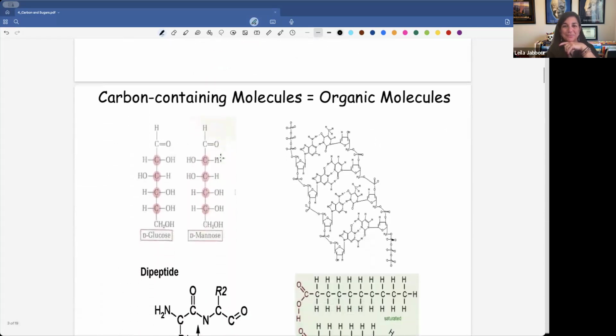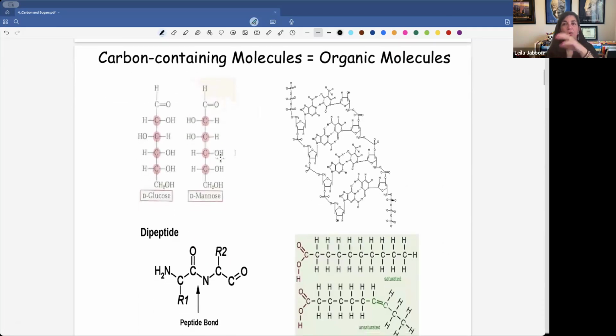All right. So in general, when we say the term organic, we are referring to molecules that contain carbon. Carbon-containing molecules are called organic molecules. There's actually a little bit more to that for the definition. Let me add this here because it's not added on the slide. And hydrogen atoms as well.